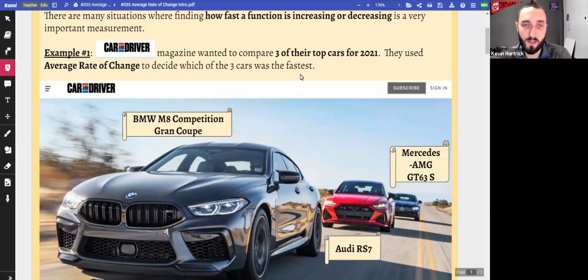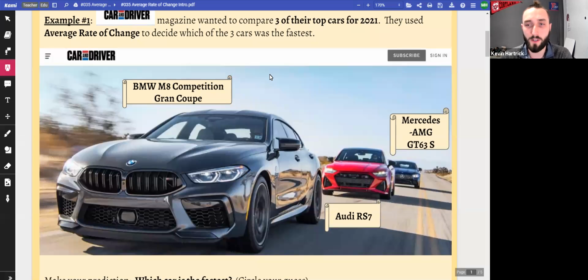So they're going to take data from these cars and put them into a table. And you're going to see the table, and you're going to see the graph. And we're going to determine the average rate of change, which is how quickly something is increasing or decreasing. In this case, it'll be increasing. So how quickly the speed is increasing with these cars, whichever car is speeding up the fastest is the fastest car. And so we want to know that. And in order to do that, we have to calculate what's called the average rate of change.